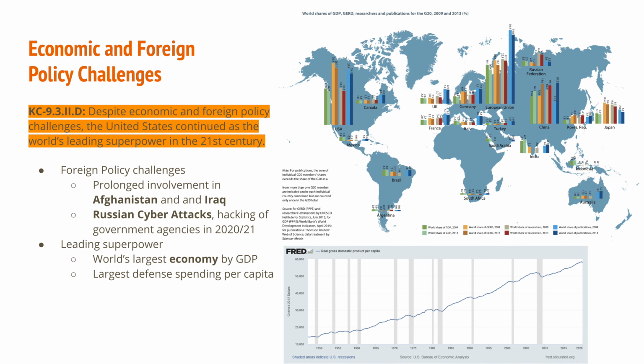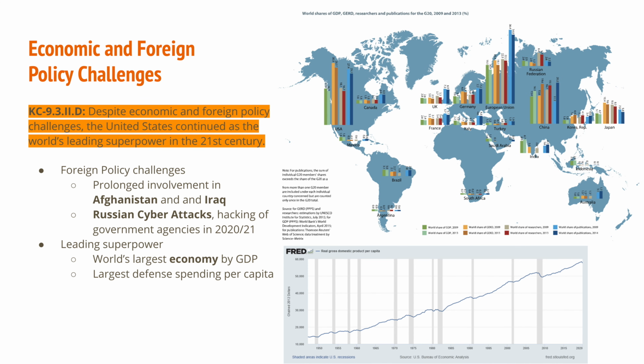All right, foreign policy challenges. We've talked about the prolonged involvement in Afghanistan and Iraq. There have also been a rise of cyber attacks, most recently by Russia. They hacked government agencies at the end of 2020 and early 2021. And just now, the United States has been able to try to quantify the extent of that hacking attack and what information Russia was able to see.